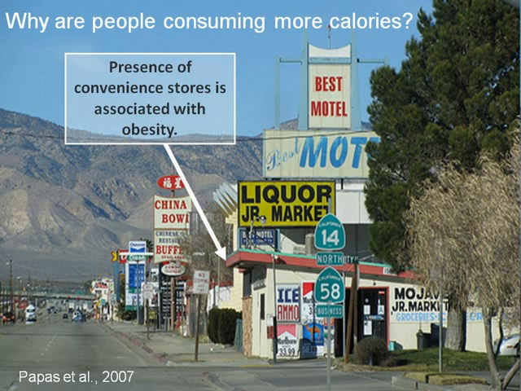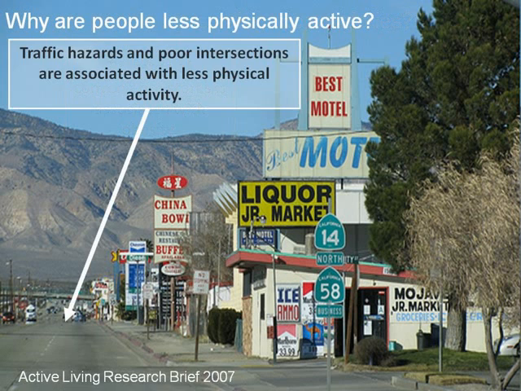So for example, when we look at the obesity epidemic and we think about why people are consuming more calories, well, it turns out that things like the presence of convenience stores are associated with obesity. And if you ask, why are people less physically active in today's communities? It turns out that things like traffic hazards and poor intersections are associated with less physical activity. When people don't feel safe walking around in communities, they won't choose to walk.